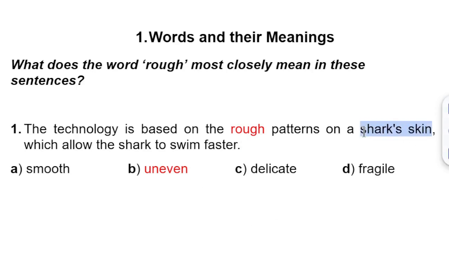In the question, we're speaking about the shark's skin, the patterns on a shark's skin. The surface of the skin allows the shark to swim faster. So rough patterns here equates to, is the same as, uneven, not smooth. And we can see this is an adjective because it comes before the noun patterns.